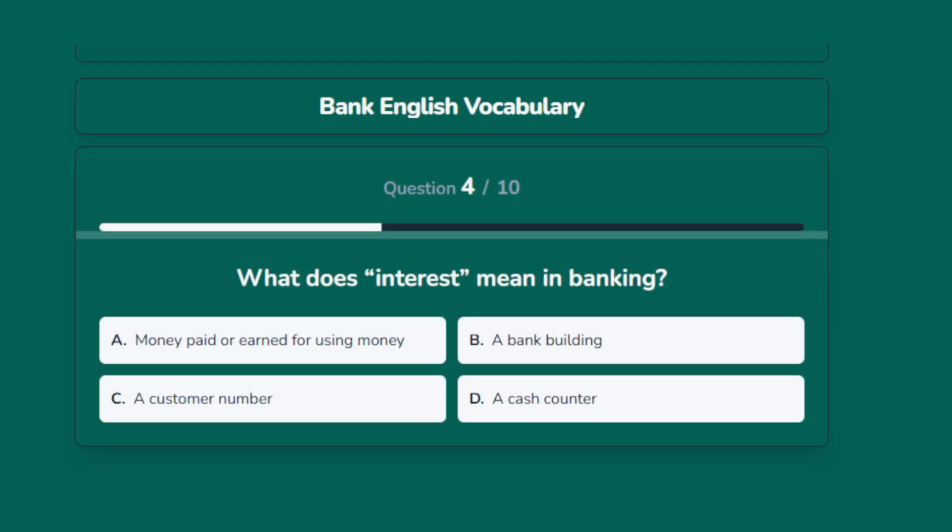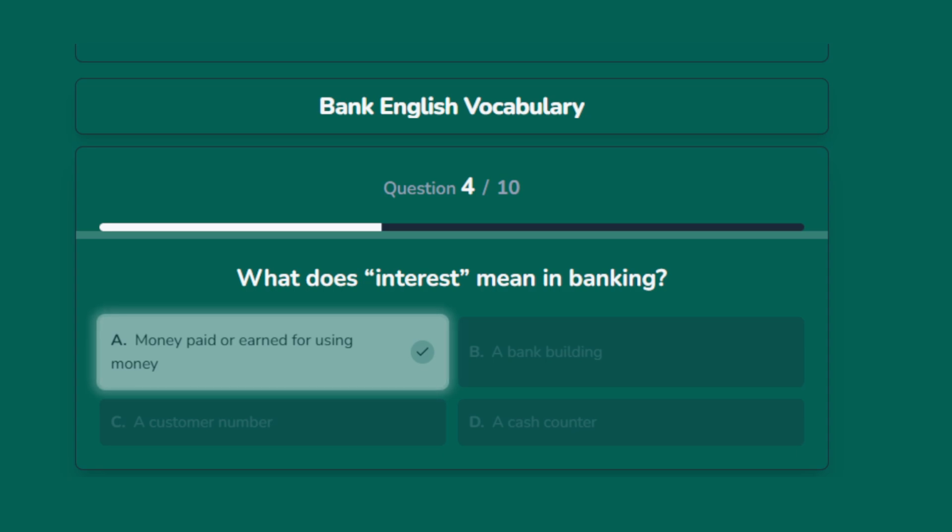What does interest mean in banking? Options are A. Money paid or earned for using money, B. A bank building, C. A customer number, D. A cash counter. The correct answer is money paid or earned for using money.